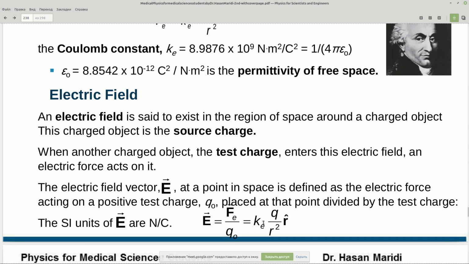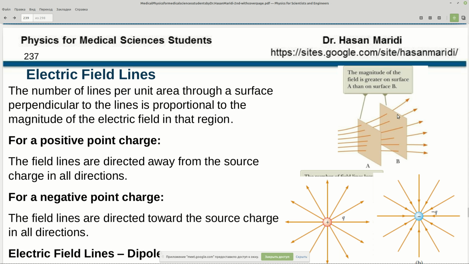We'll talk about the dipole, where we have two charges of opposite sign. Here the charges are equal, with field lines leaving the positive charge and terminating on the negative charge. This is about the electrical dipole.